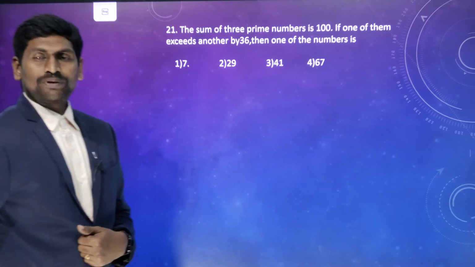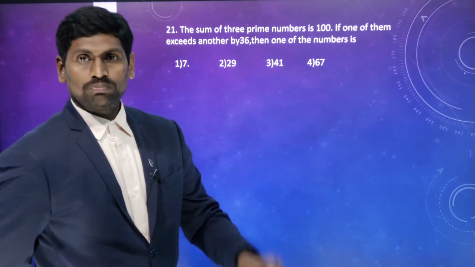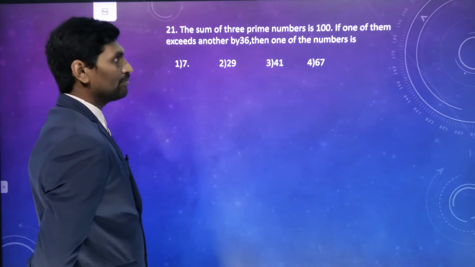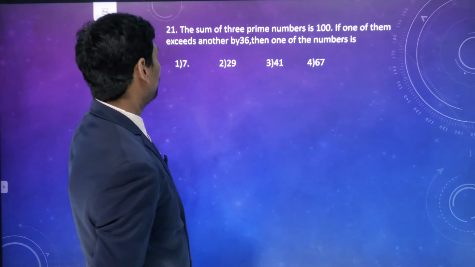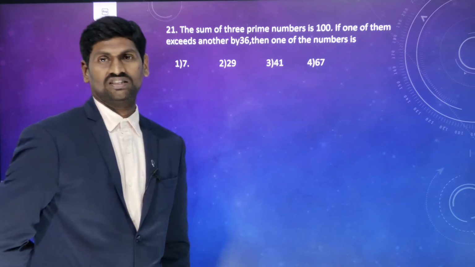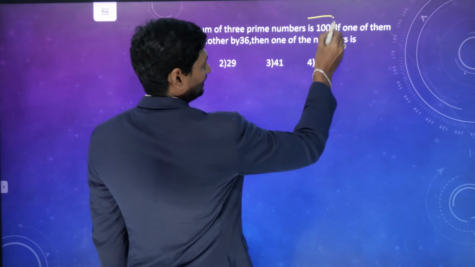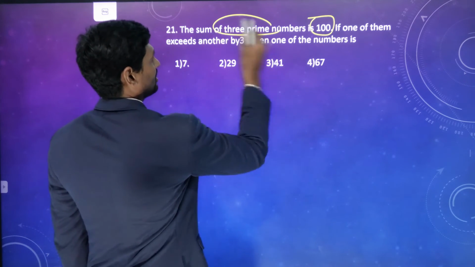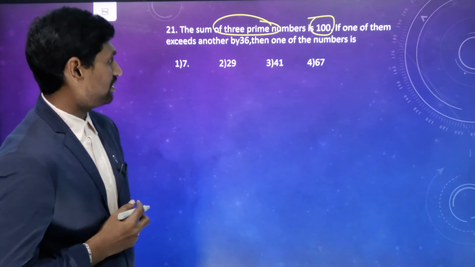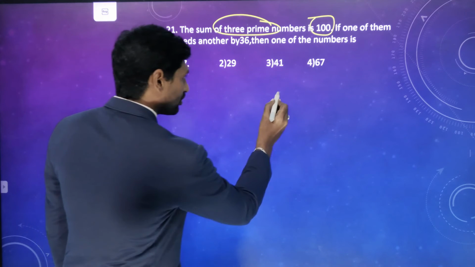Now, the sum of three prime numbers, a very, very important problem. The sum of three prime numbers is 100, and one of them exceeds another by 36. It is very, very important. Let us check the three prime numbers whose sum is 100.